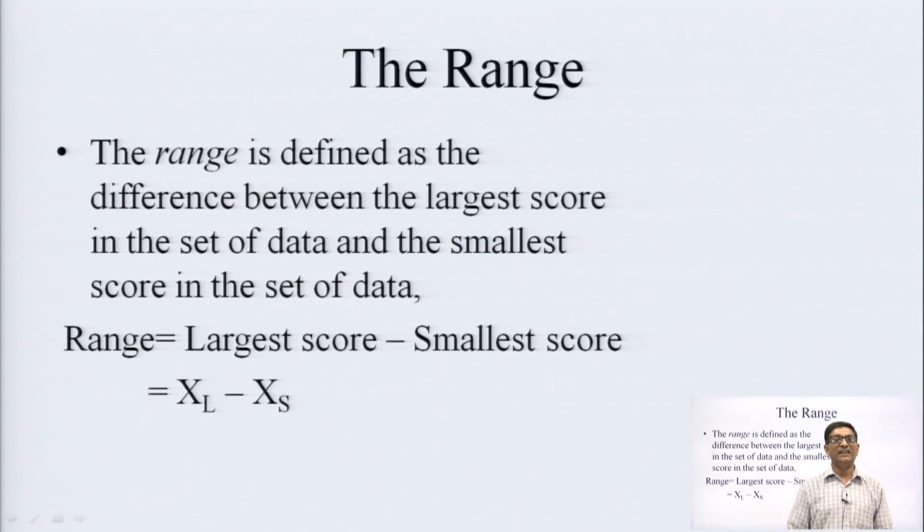So, if XL is the largest value of our data and XS is the smallest value or smallest score of our data, then the range is equal to XL minus XS. Again, range is a simple measure of dispersion and it is the difference between the largest score in the set of data and the smallest score in the set of data. So, range equals largest score minus smallest score.